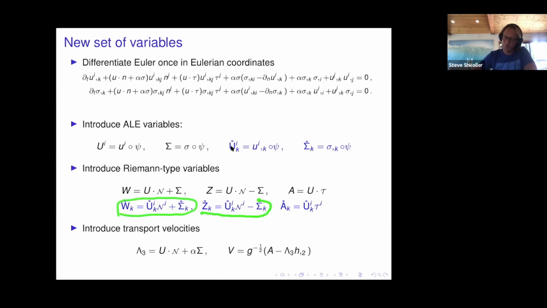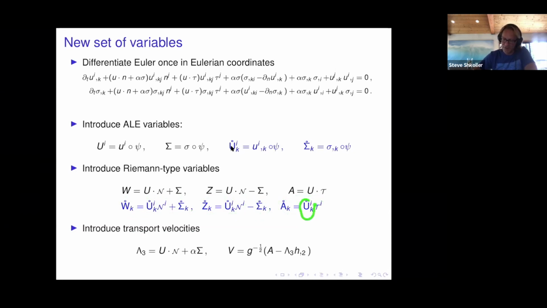This is the good Riemann type variable, which will stay smooth. Here, you take this 2 by 2 matrix, you contract with the normal direction, you subtract the gradient of the sound speed, and that's the good variable. And then finally, another good variable. This is the tangential derivative of the velocity.